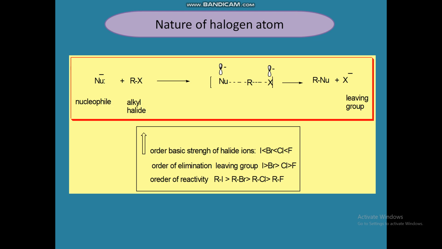Next, the nature of the halogen atom in alkyl halides. In an SN2 reaction of alkyl halides, the halogen atom leaves the transition state ultimately in the form of a halide ion with a negative charge. So the more easily the halogen leaves, the greater the rate of reaction. The nature of the leaving group has very little effect on the mechanism.